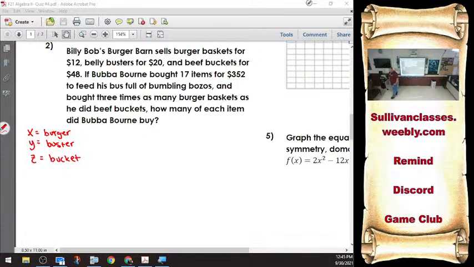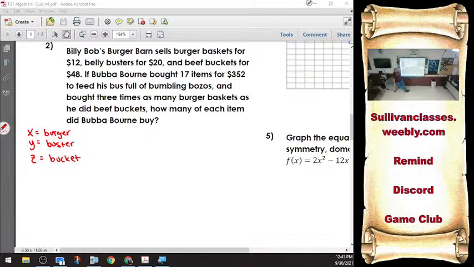Okay. Burgers, busters, and buckets. Y'all remember Mrs. Bowerly from elementary school? I got a group chat with her and her husband, Aaron. They're good friends of mine, and I'd sent this to them last night and said, kids are just going to hate me. Aaron's response is, how many of each item did Bubba Bourne buy? A cow. He just bought a cow. But, yeah. Those are the 3 things I bought.